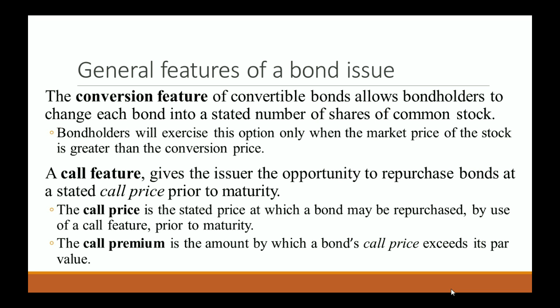There are different features that a bond can take. The first is a conversion feature. This allows bondholders to exchange each bond for a stated number of shares of common stock. So it allows you to convert your debt to equity. Bondholders will only choose to exercise this option if the market price of the stock is greater than the conversion price.